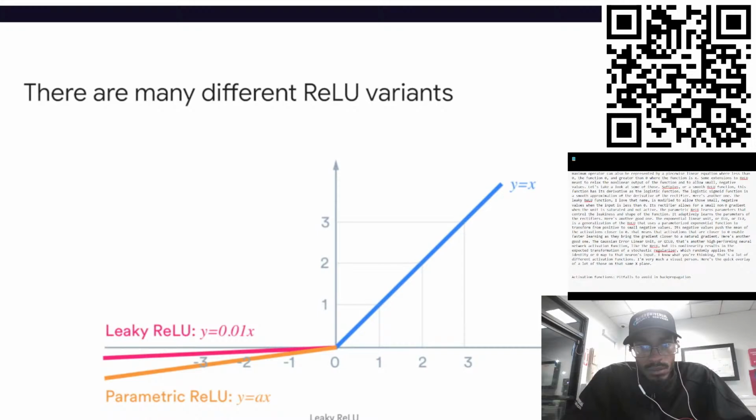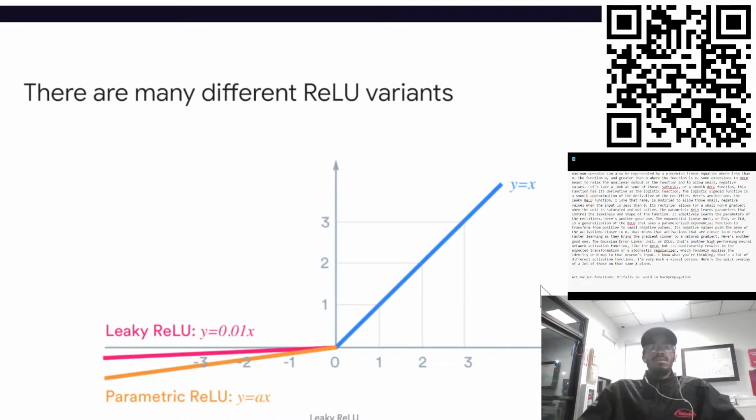Here's another one. The leaky ReLU function, I love that name, is modified to allow those small negative values when the input is less than 0. Its rectifier allows for a small non-zero gradient when the unit is saturated and not active. The parametric ReLU learns parameters that control the leakiness and shape of the function. It adaptively learns the parameters of the rectifiers.